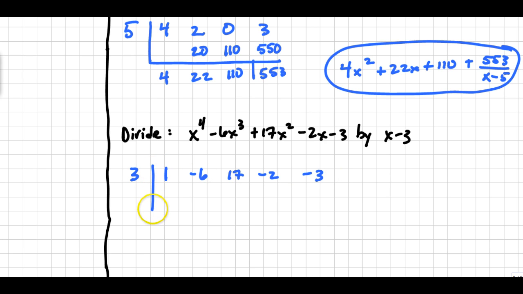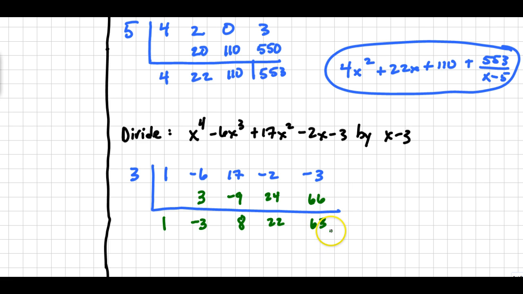Do your upside down division bar, leaving space, and the first number drops straight down. Then you multiply. 3 times 1 is 3. Add vertically. Negative 6 plus 3 is negative 3. And then we start all over again. So now we do multiplication. 3 times negative 3 is negative 9. Add vertically, we get 8. 8 times 3 is 24. Add vertically, we get 22. 3 times 22 is 66. Add vertically, we get 63. We're out of numbers, so we're done.